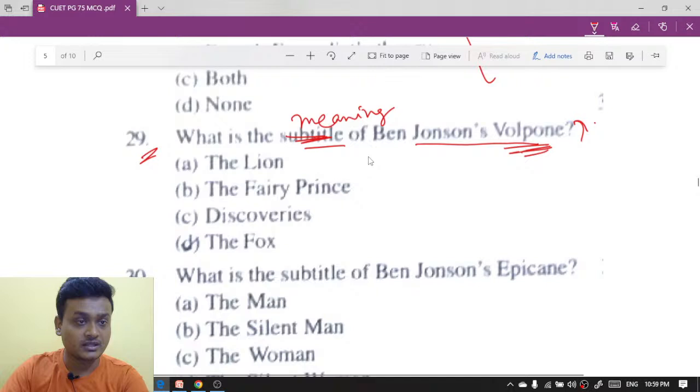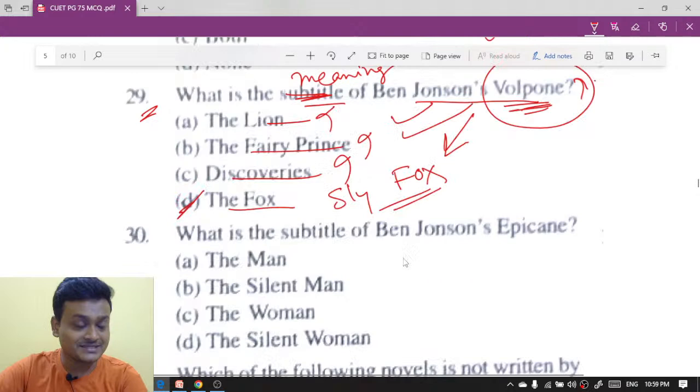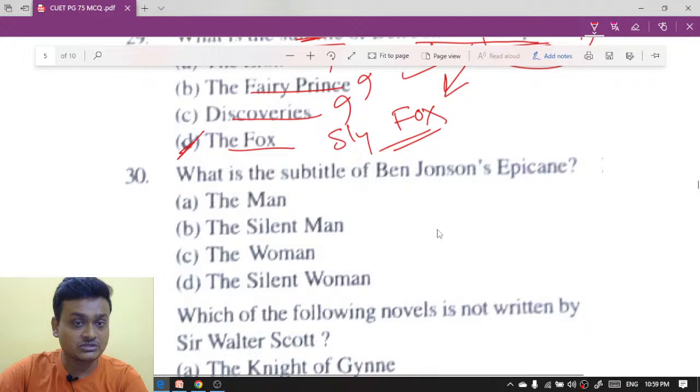Next question, what is the subtitle of Ben Jonson's Epicoene? It is The Silent Woman. So this is the right answer.